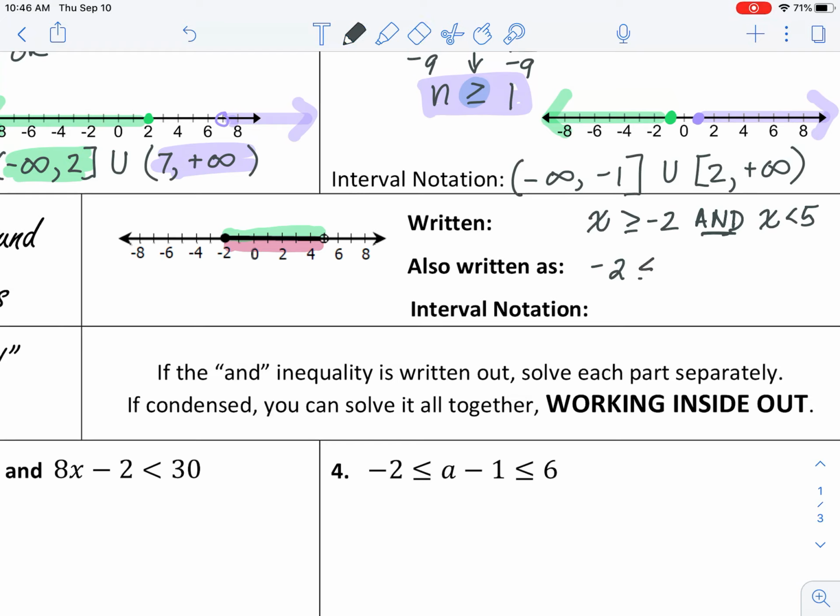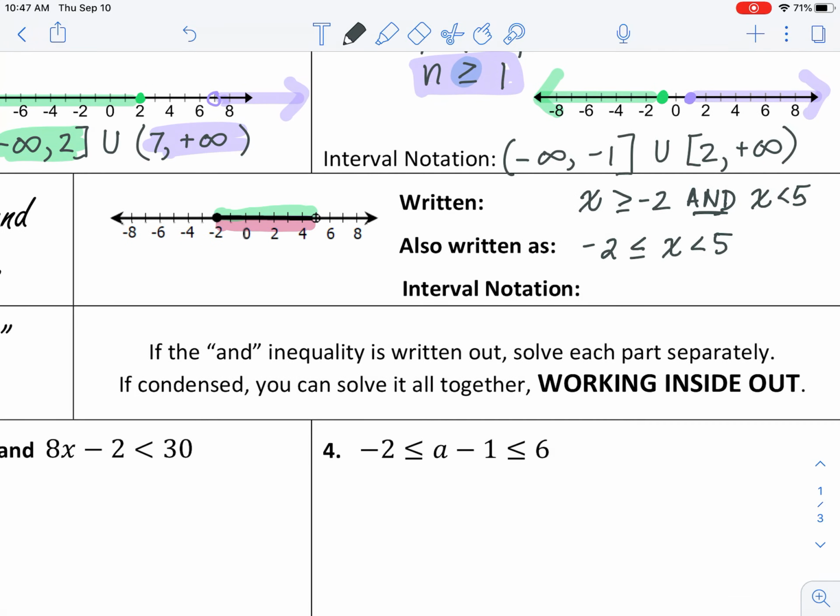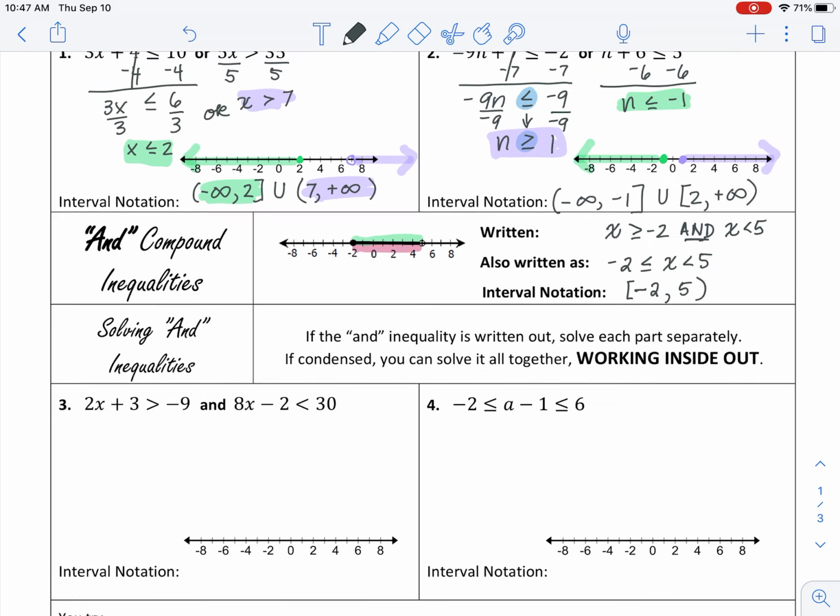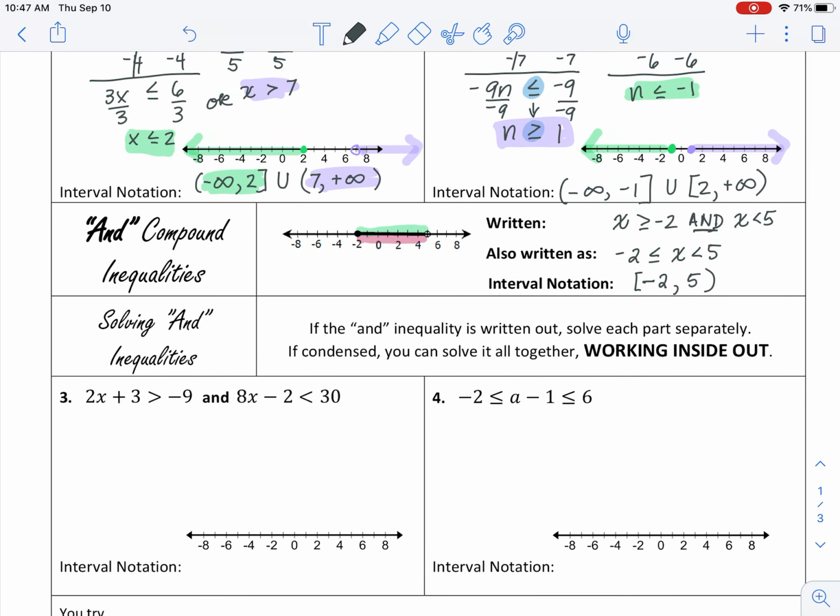-2 is less than or equal to x is less than 5. So that's a way you can put compound inequalities together in one inequality. Okay? The interval notation does not have 2 parts when you have an and. It just goes like this: left number, -2, number on the right, 5, and then your parentheses and brackets. Bracket for -2, because it's a closed point, parenthesis for 5, for the open point. So that's interval notation for the and compound inequalities.